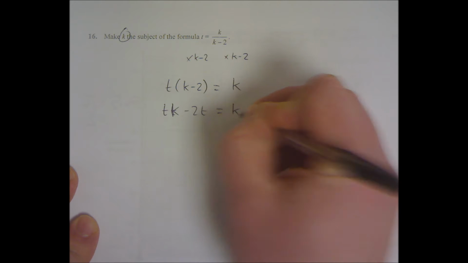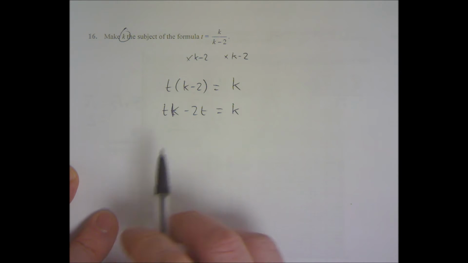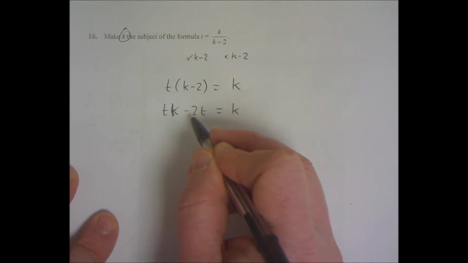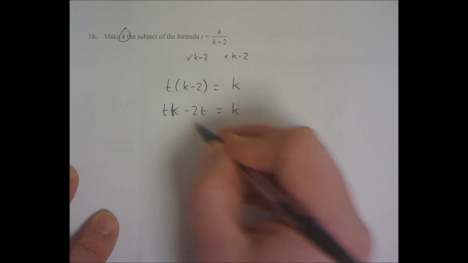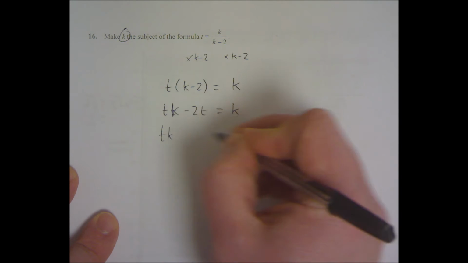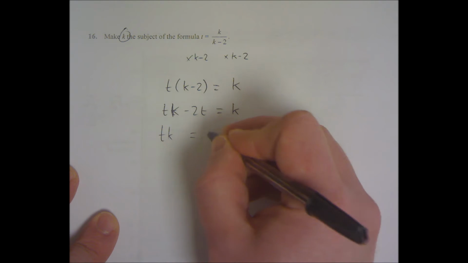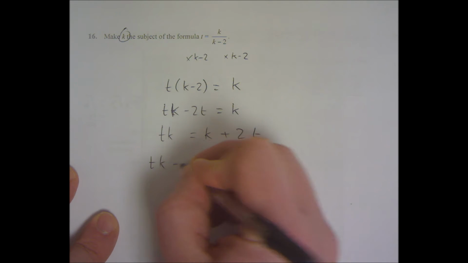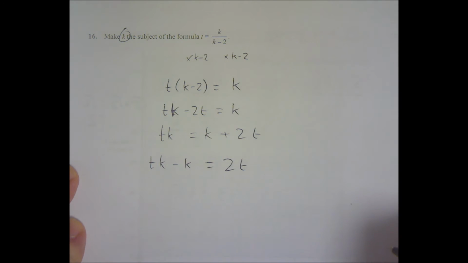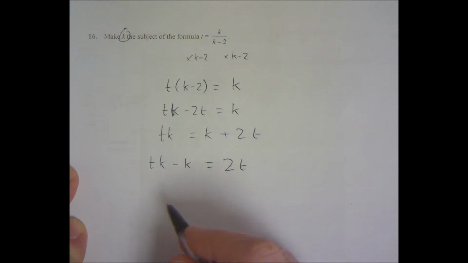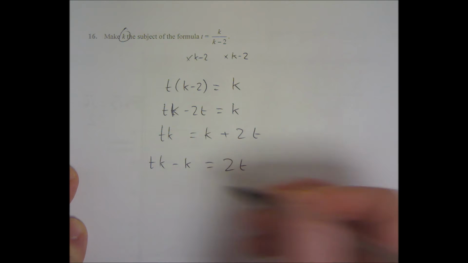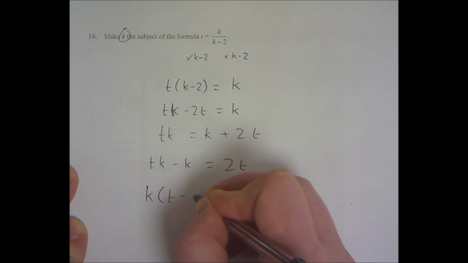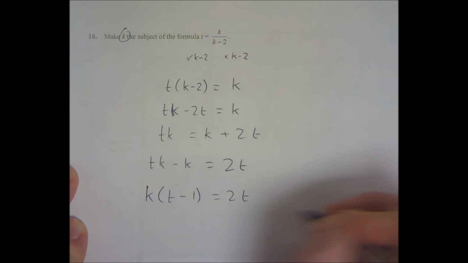Now I can see there that I don't really want that minus to be a minus if possible, so I'm going to move that across. So we've got tk equals k plus 2t, and then I'm going to subtract that k, so we've got tk minus k equals 2t. I want the k by itself, and I've got a k in 2 positions, so at that point the trick is to factorise it. So we've got k bracket t minus 1 equals 2t, and then we're going to divide by that bracket, so it's k equals 2t over t minus 1.